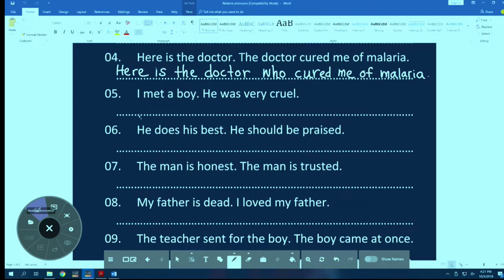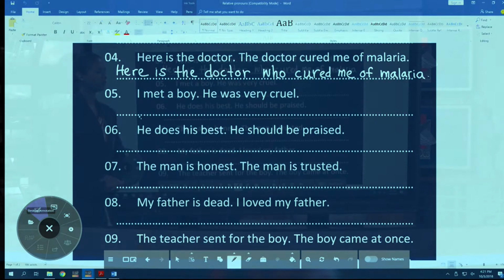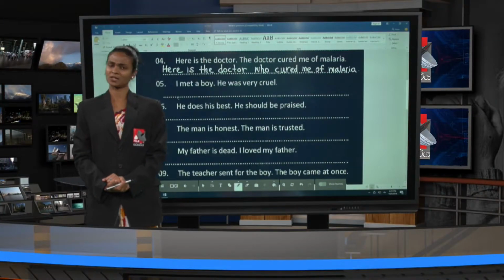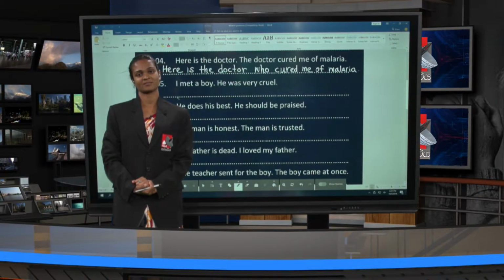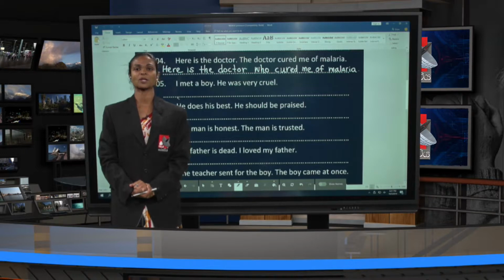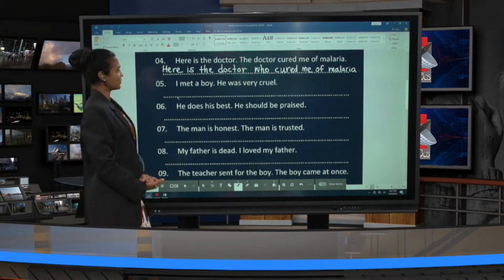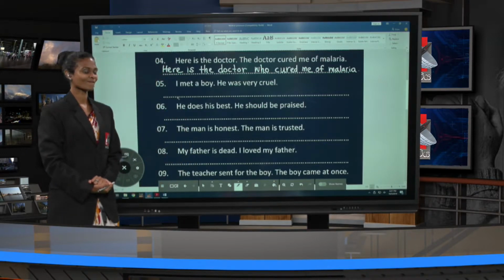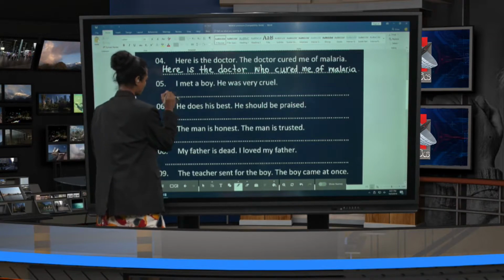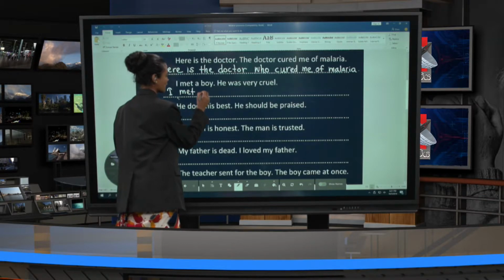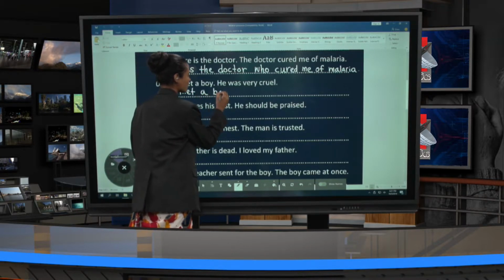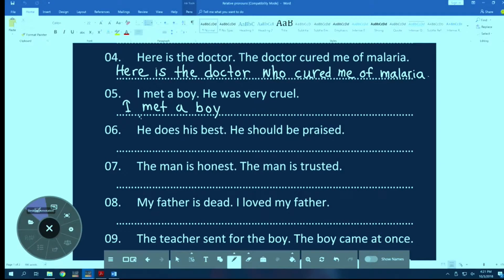Right, 5th one. I met a boy. He was very cruel. What is the meaning of cruel? Napurui. He was very cruel. Right, how do we form this? Yes, I met a boy. Now we are going to describe about the boy. How? What is the relative pronoun you are going to add? Who? Then again අපි he දානවද?